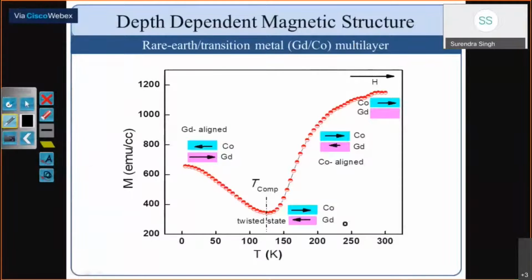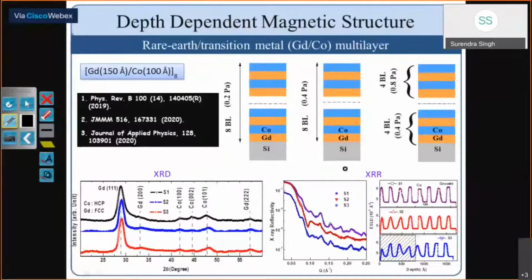function of temperature. Since these exchange interactions highly depend on the interface property, what we did is we grew three samples, and to change the interface property, we grew these samples by the sputtering method but at different argon pressures, which will modify our interfaces and the exchange interaction. The first sample, the best sample, was a Gd/cobalt multilayer grown on silicon, around 8 bilayers, at an argon pressure of 0.2 Pascal.